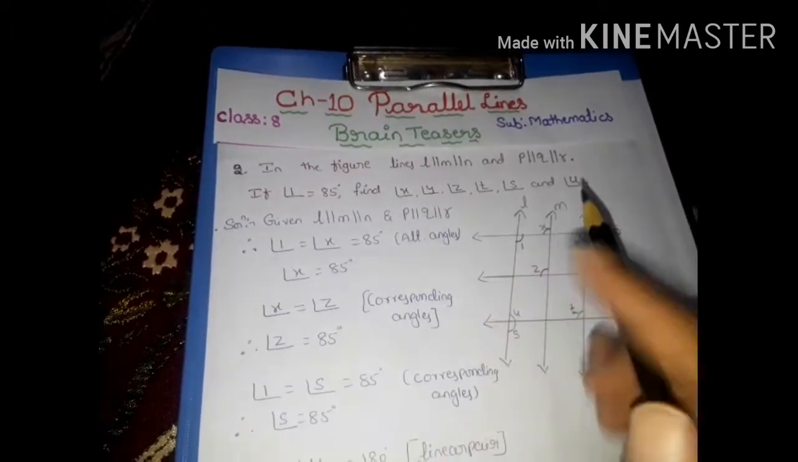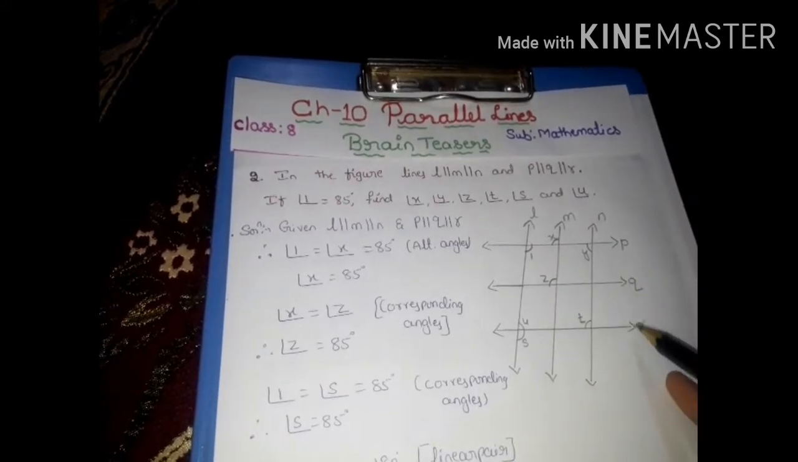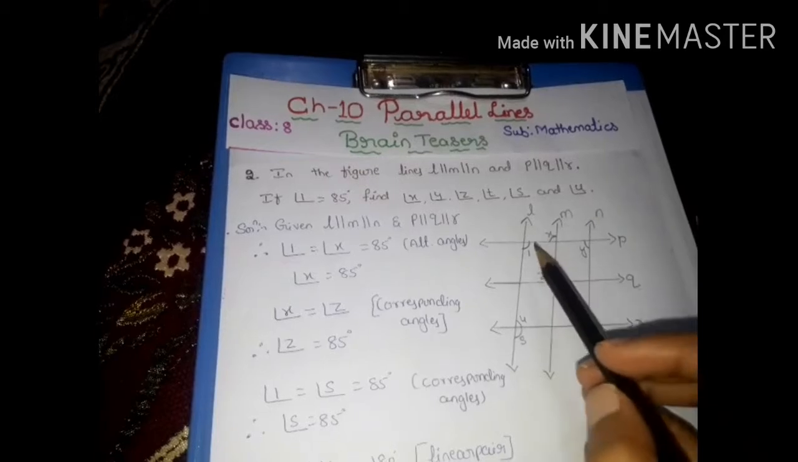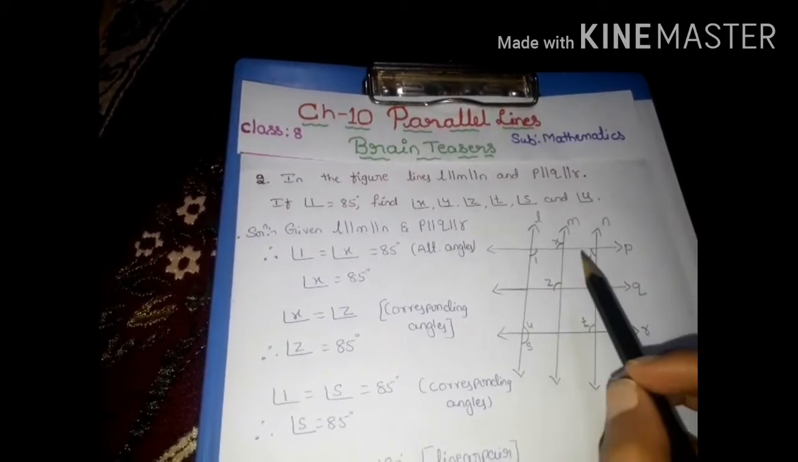Here the only given angle is 85 degrees. The conditions given are that L, M, N are parallel and P, Q, R are parallel to each other. By using the conditions of parallel lines, you have to find the remaining angles.